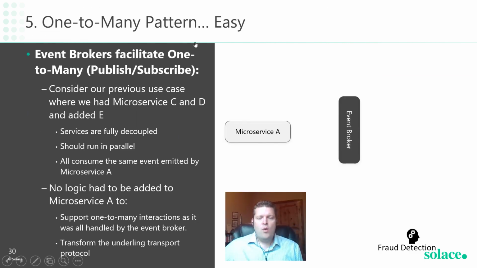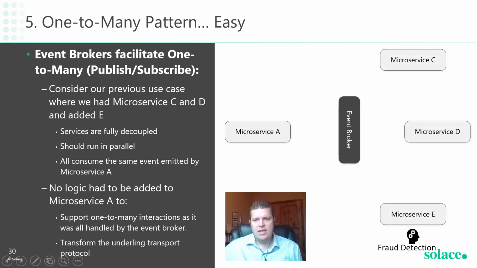All right, so let's talk about the one-to-many pattern. If you've used an event broker or a messaging system before, this is probably fairly obvious to you. But essentially, what event brokers facilitate is one-to-many distribution using the publish and subscribe pattern. Let's say you have microservice A, microservice C, D, etc. If he publishes an event through, for instance, JMS, he's going to get an acknowledgement that the message was successfully persisted by the event broker so that it won't be lost.